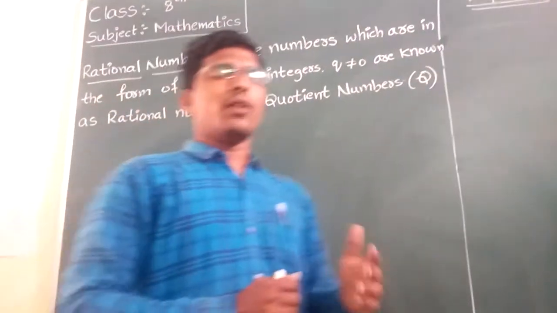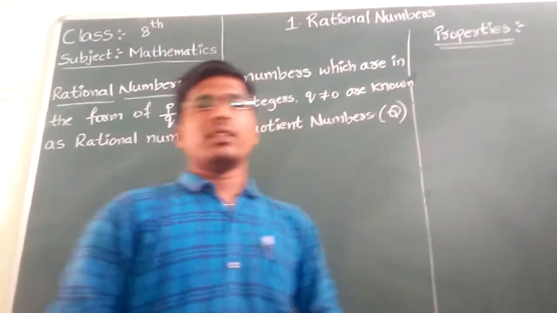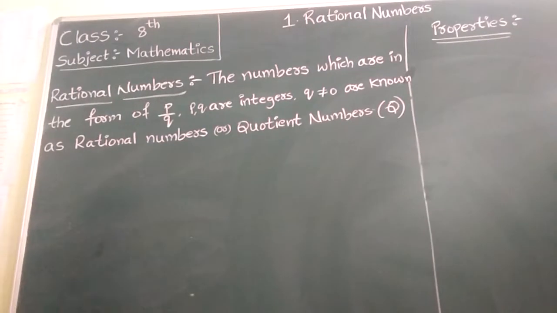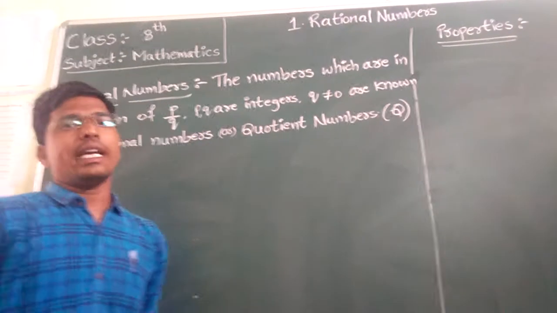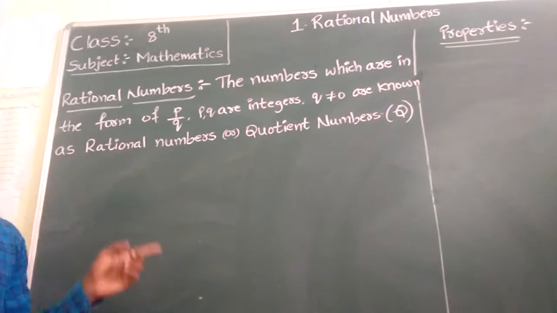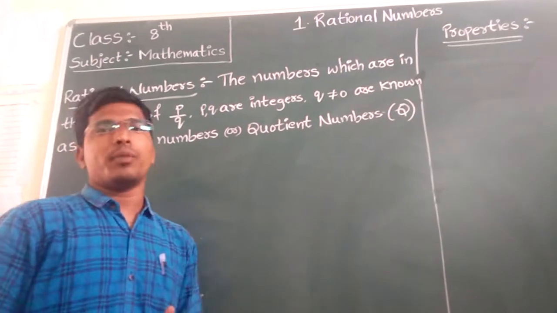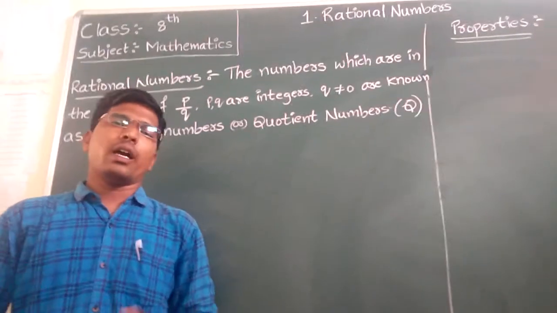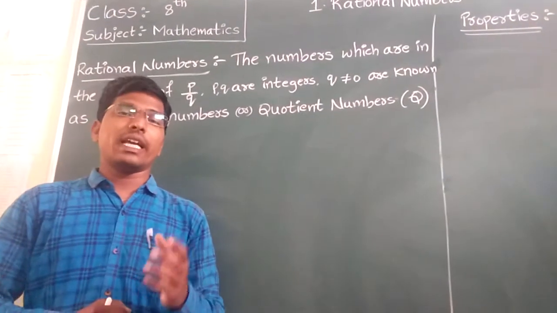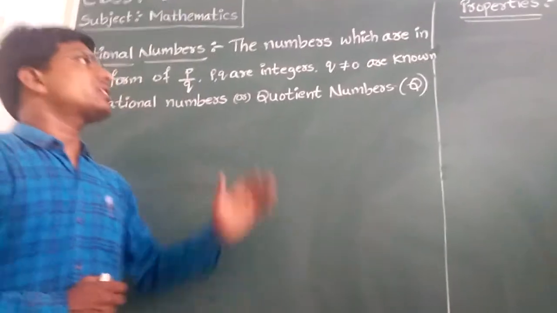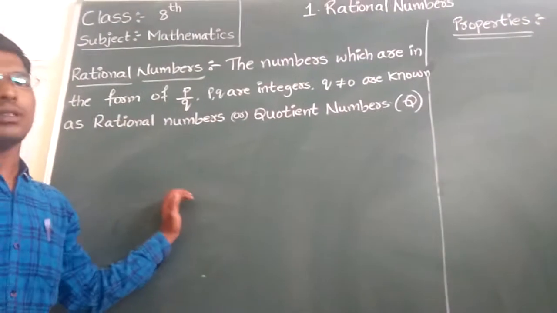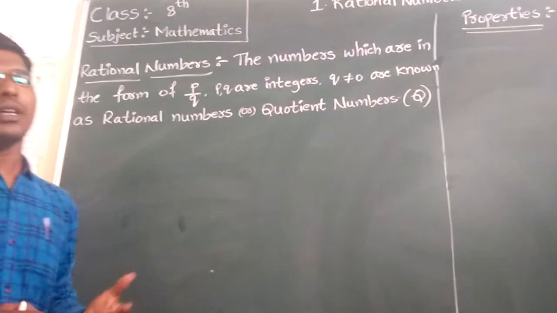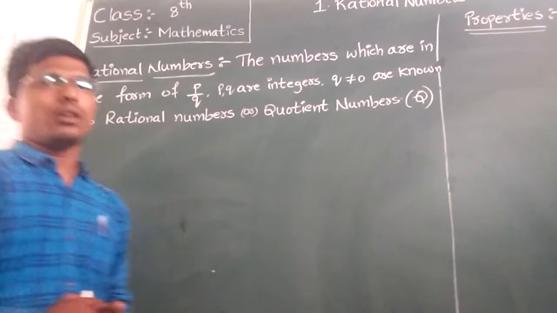In the previous class, we have learned the chapters linear equations in one variable and exponents and powers. So now in today's class, we are going to learn rational numbers. This is the first chapter in our textbook and very important. Already in the 6th class, we have learned whole numbers, in the 7th class, integers, and in the 8th class, we are going to learn rational numbers. These all are the types of numbers. In every class, we are learning each type of numbers.